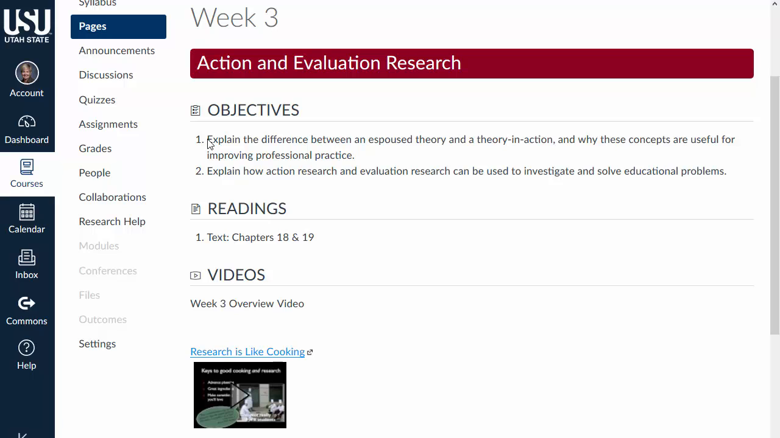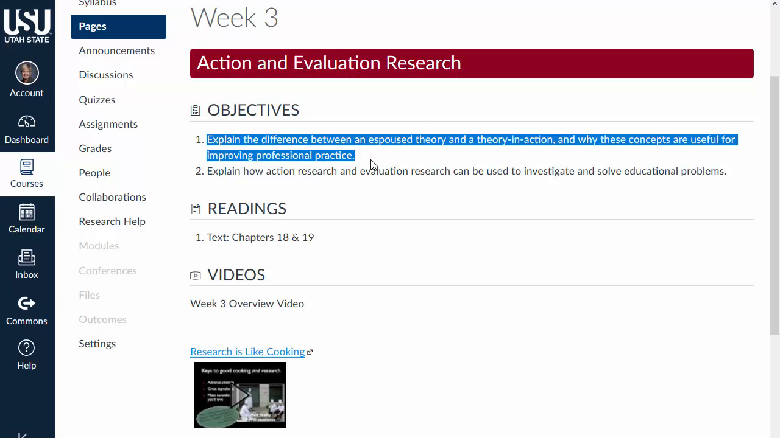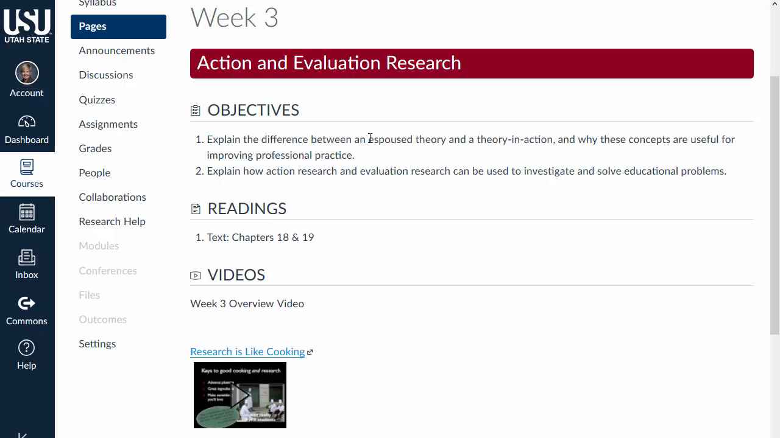There's only 2 objectives for a lot of text that we're going to be covering, but they're kind of the broad stroke things here. So explain the difference between an espoused theory and a theory in action and why these concepts are useful for improving professional practice. This is super important, and it is discussed in chapter 18, our espoused theory, what we think is happening, and then the theory in action, what is really happening. And they have really good examples, and I'll talk about that in just a moment.